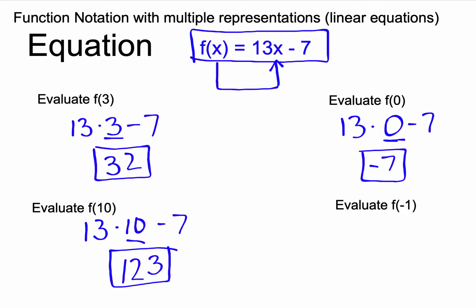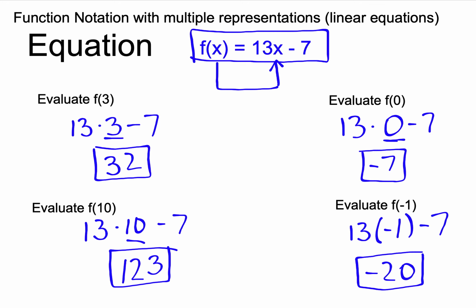F of negative 1, we're going to plug in negative 1 for x. So 13 times x minus 7 becomes 13 times negative 1 minus 7. I like to put parentheses around anytime I plug a negative in to help me avoid making errors. Anyway, negative 13 and negative 7 do make negative 20.